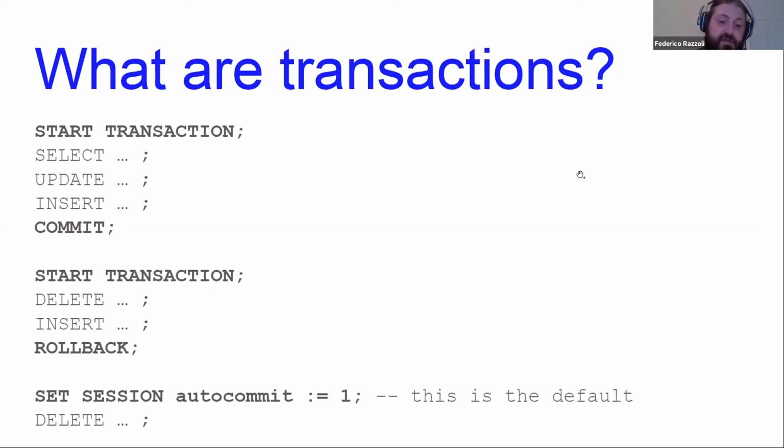If you have autocommit equal 0, well, I don't see many people doing that, honestly, but it means that every time I run some queries, I start a transaction. So if I run a delete, I started a transaction and then it remains open until I run commit or rollback. But it's a bit confusing probably, so that's why autocommit is the default.